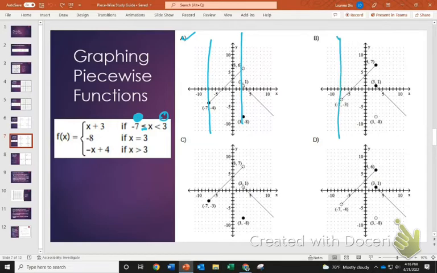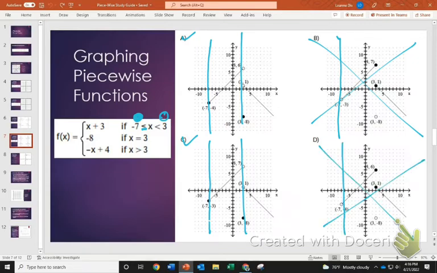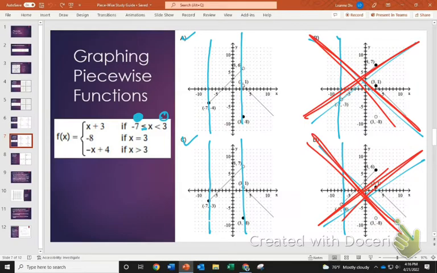I go to B, it is open on the -7, so that doesn't work. On C, it is in fact a closed dot, and then on the 3, it's an open dot, so that one's good. And finally, our last one, letter D, if I look at -7, it is open, and therefore that one does not work. I'm going to make it a little bit darker so we don't look at that anymore. All right, so I'm left with either A or C.